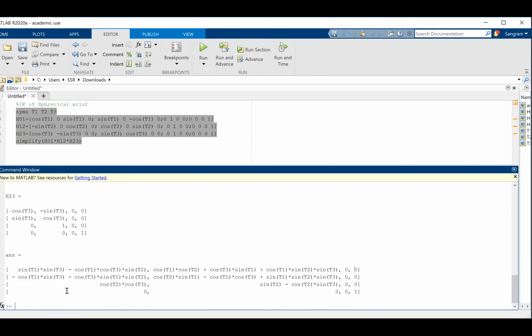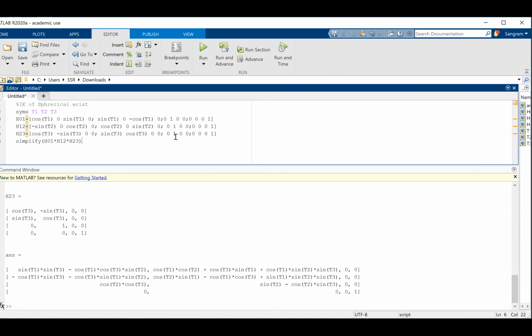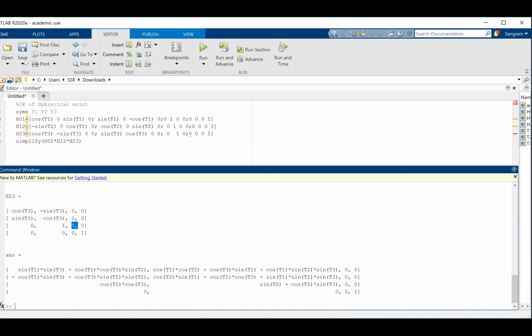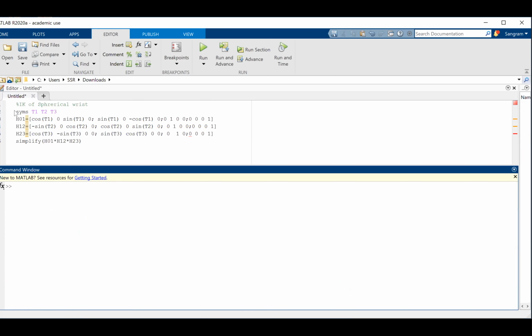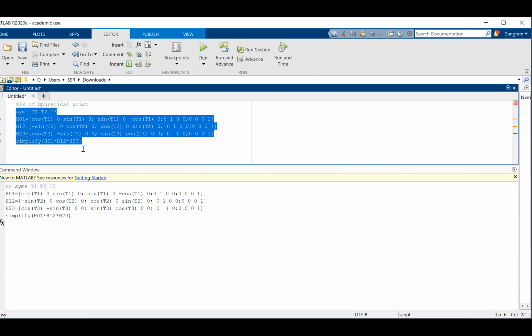So the matrix that I am interested in is nothing but the first 3 by 3. Actually, I made a mistake in the H23. I don't know if you noticed this. H23 is 0, 1. I made a mistake in H23. This cannot be at this location. It should be at this location.